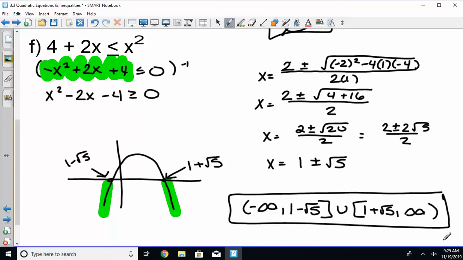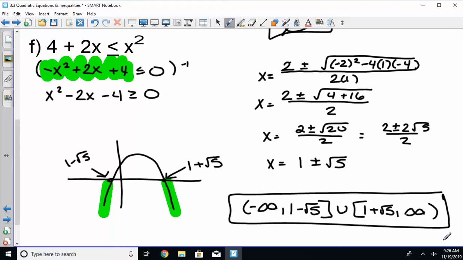Yes? Why would we use the x squared minus 2x minus 4 is greater than or equal to 0? If you graphed this one, that's the one you would use. And if you graphed that one, your graph would look like this. And then the greater than 0 would be this piece and this piece. So you get the same answer. So whichever one you graph, use that inequality.